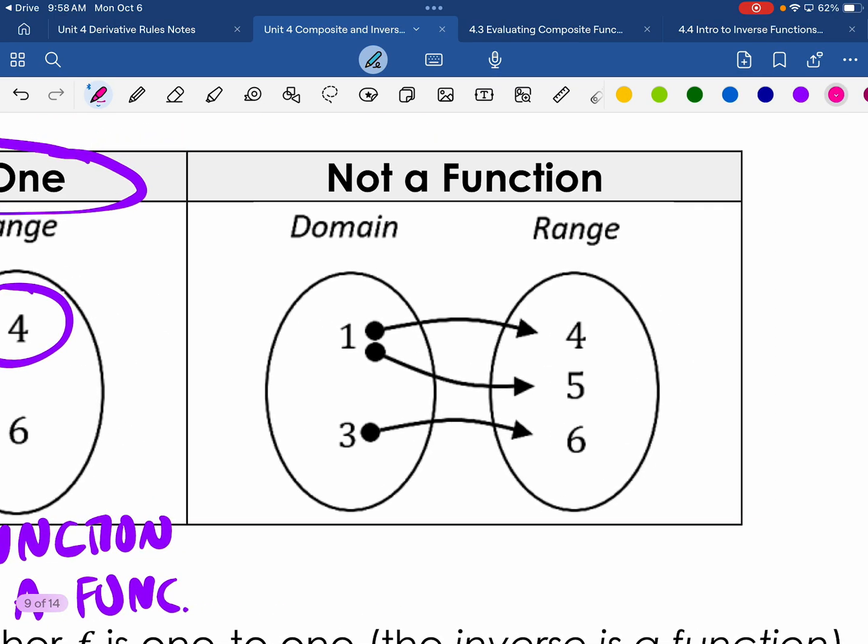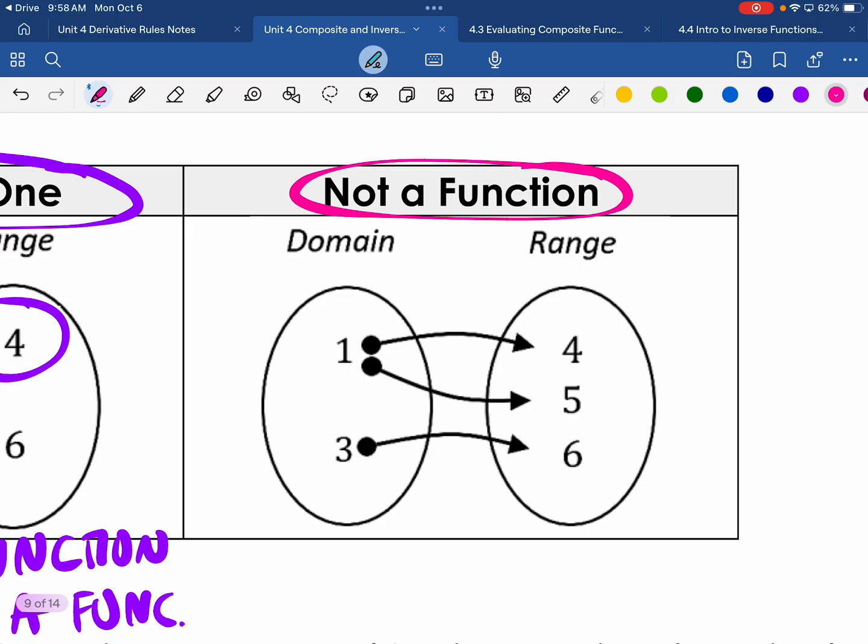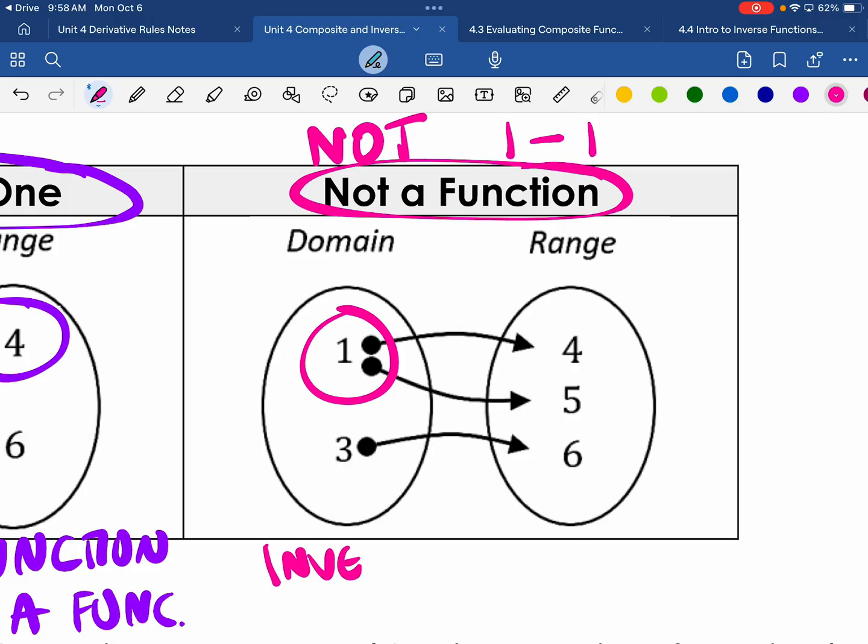On this one, is it a function? No, it's not a function. Is it 1-to-1? No. It is also not 1-to-1. So the original is not a function. If you were to take the inverse, would the inverse be a function? Yes, the inverse is a function, because if these flip, then all of a sudden your x's aren't repeating. So it is not 1-to-1. The original is not a function, but the inverse would be a function.